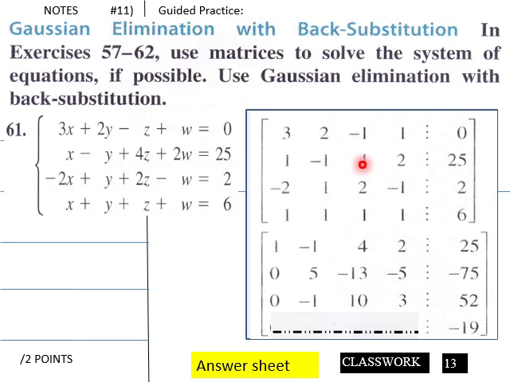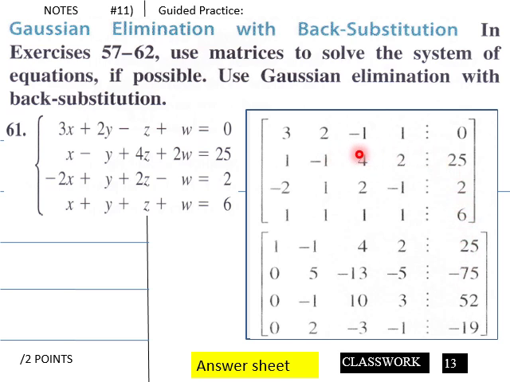It'd be 2 times row 2 plus row 3. So 2 times row 2 plus row 3 will give us negative 1, 10, and then 3, and then 52. And then down here for row 4, we started with 1, 1, 1, 1, and 6, and we end up with negative 19. So we added negative 25 to 6.